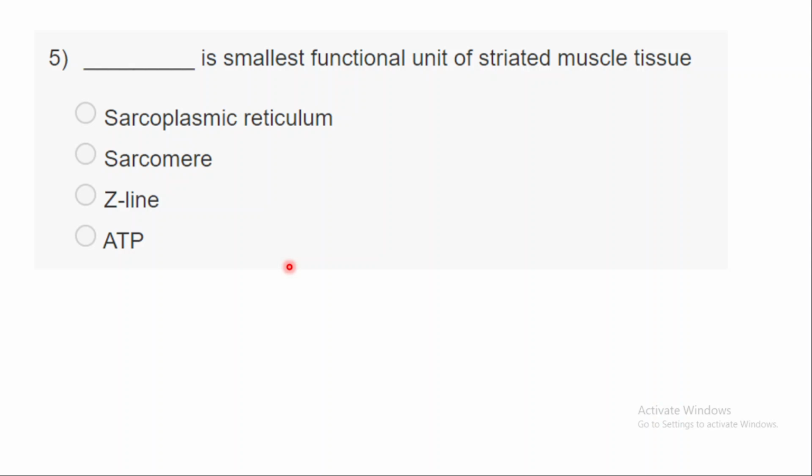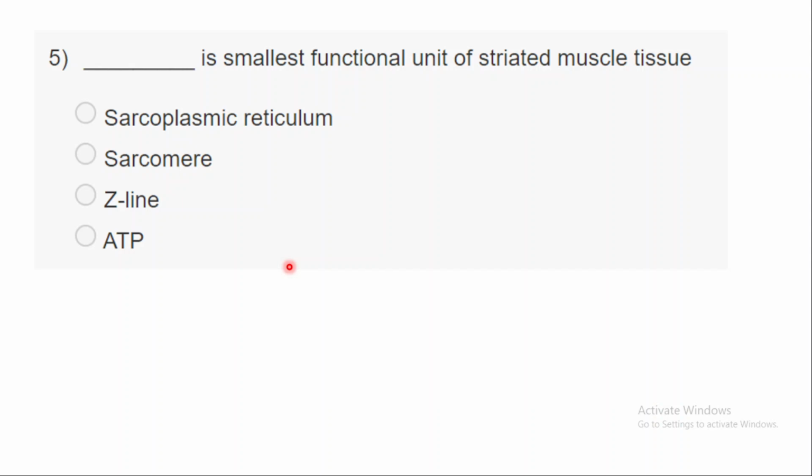Dash is the smallest functional unit of striated muscle tissue. It's a related question. Dash is the smallest functional unit of striated muscle tissue. A. Sarcoplasmic reticulum. B. Sarcomere. C. Z-line. Or D. ATP. What do you think is the smallest functional unit of striated muscle?